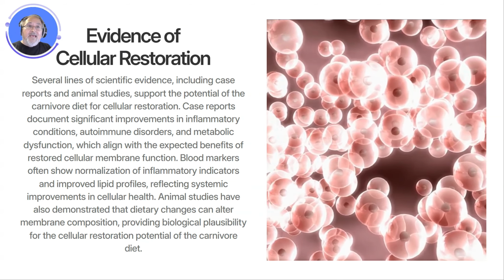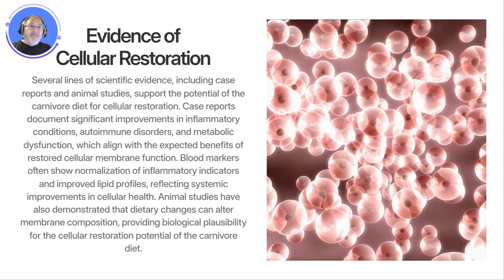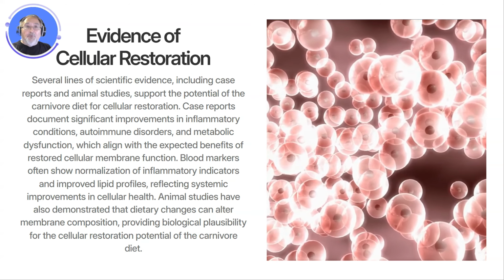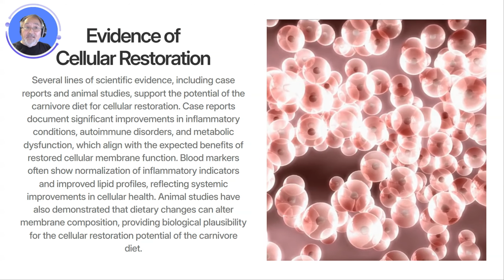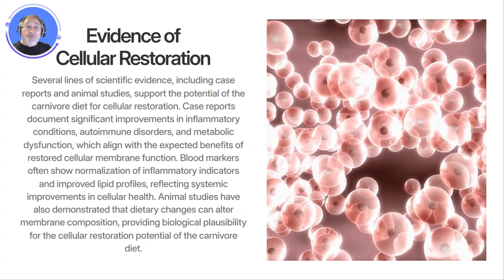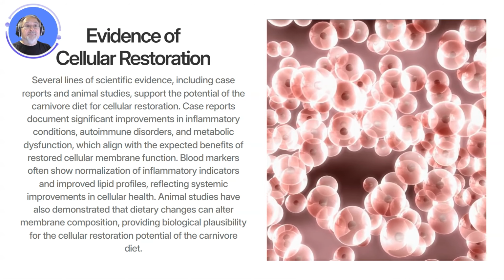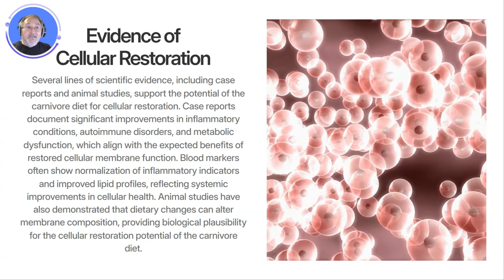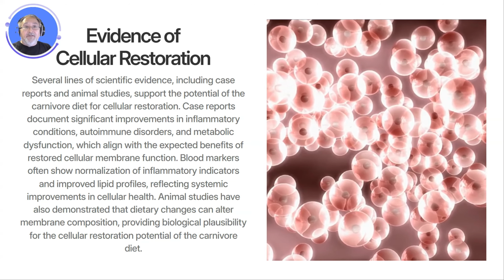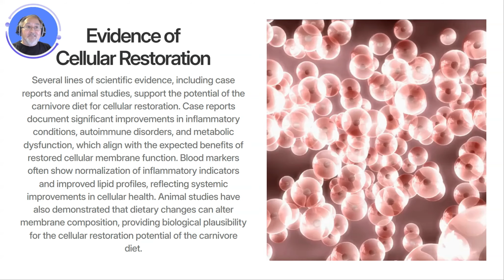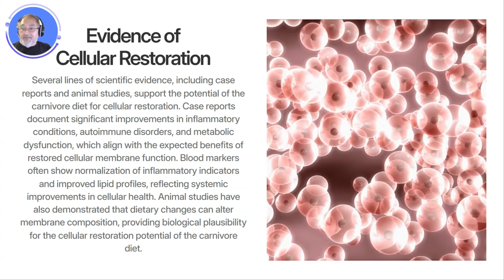Tissue biopsies in animal studies demonstrate that dietary changes can alter membrane composition, supporting the biological possibility of cellular restoration through diet. The timeline of reported improvement matches the expected tissue turnover rates. Initial benefits appear in rapidly regenerating tissues, with continued improvements as slower turnover tissues regenerate.